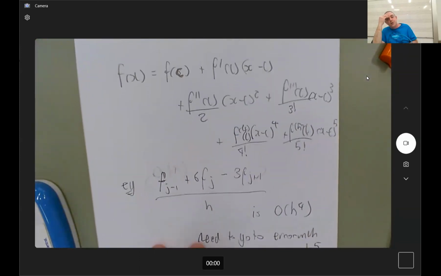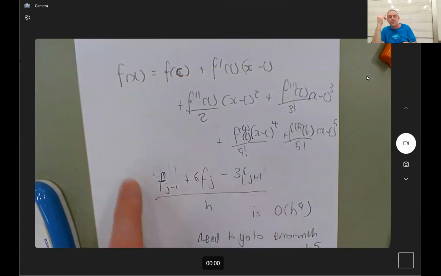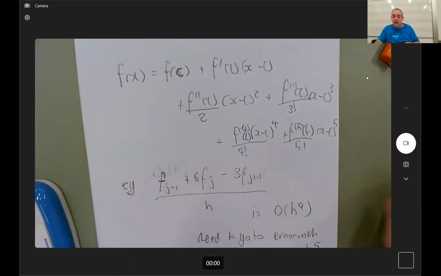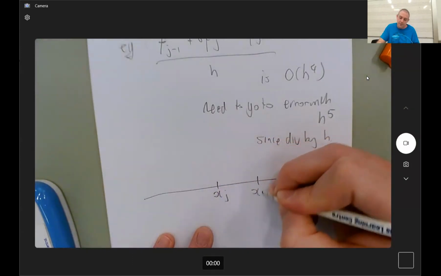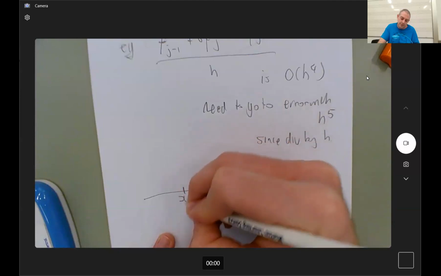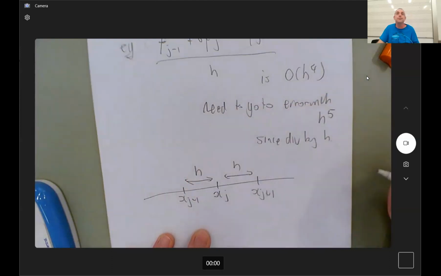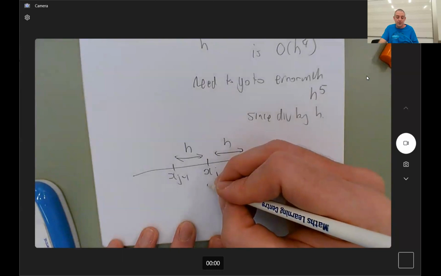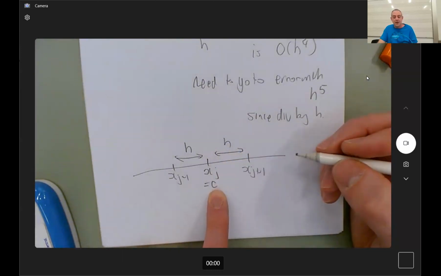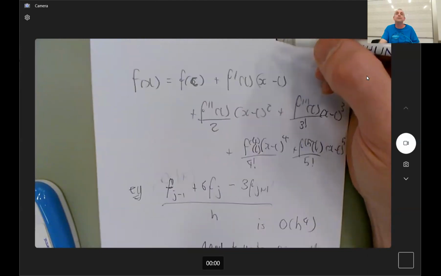The thing that's really important to know is that you pick your center to be one of these x's that goes with this. It's normally like this, and the distance between them is h. So now, instead of c, you can put xj. And then every time you have xj plus 1 minus xj, you can replace that by an h.